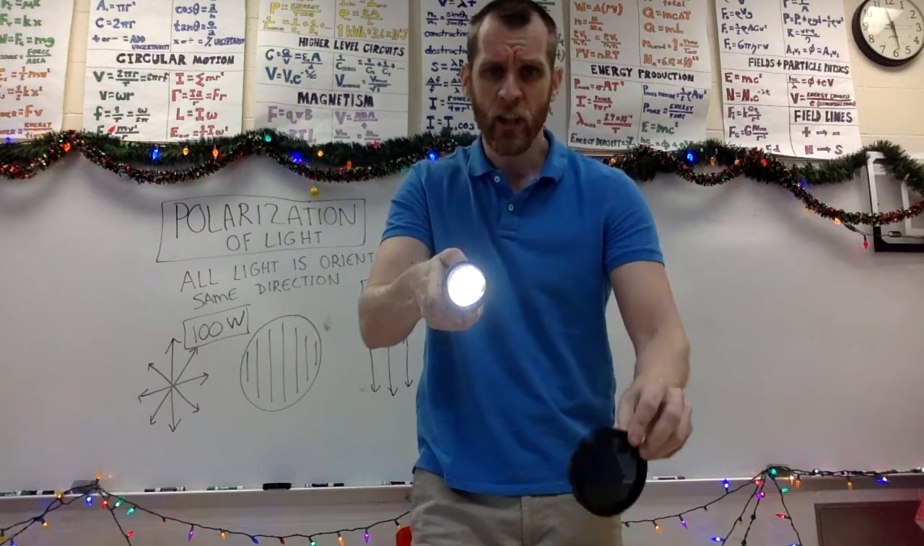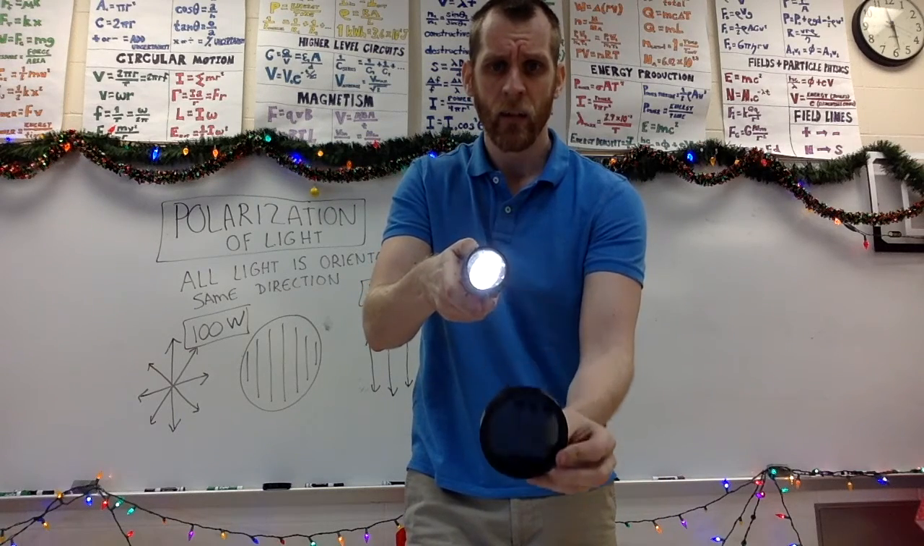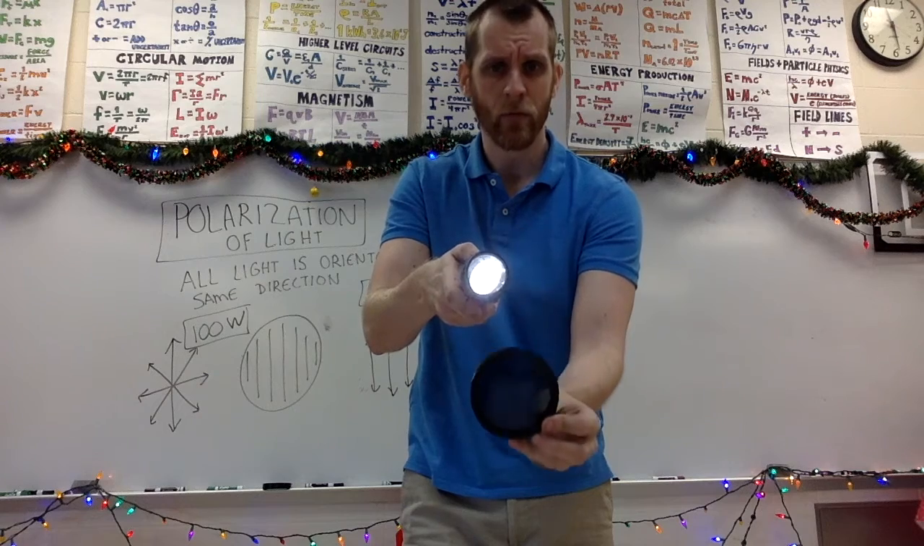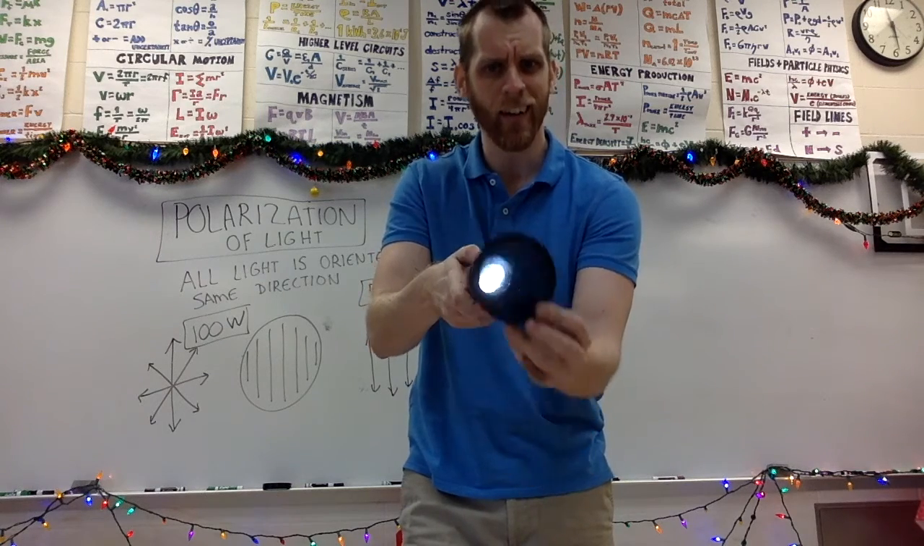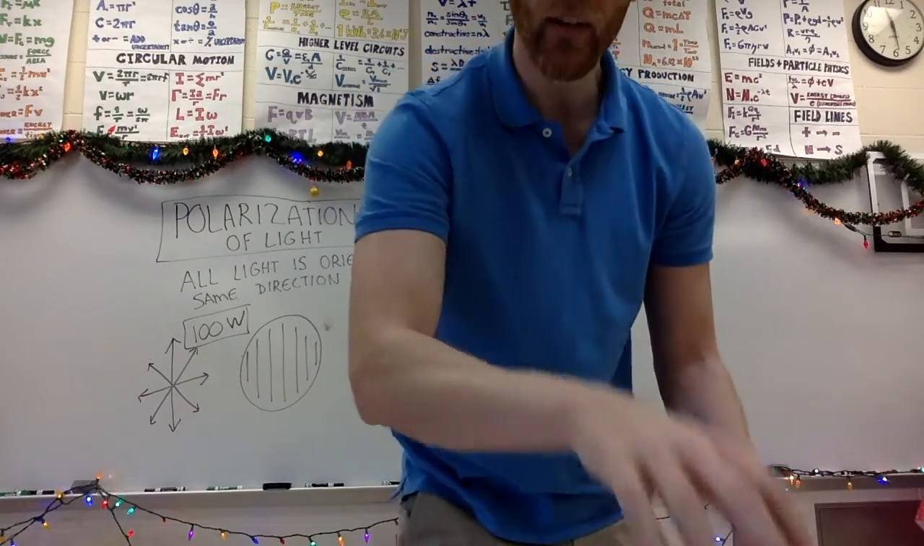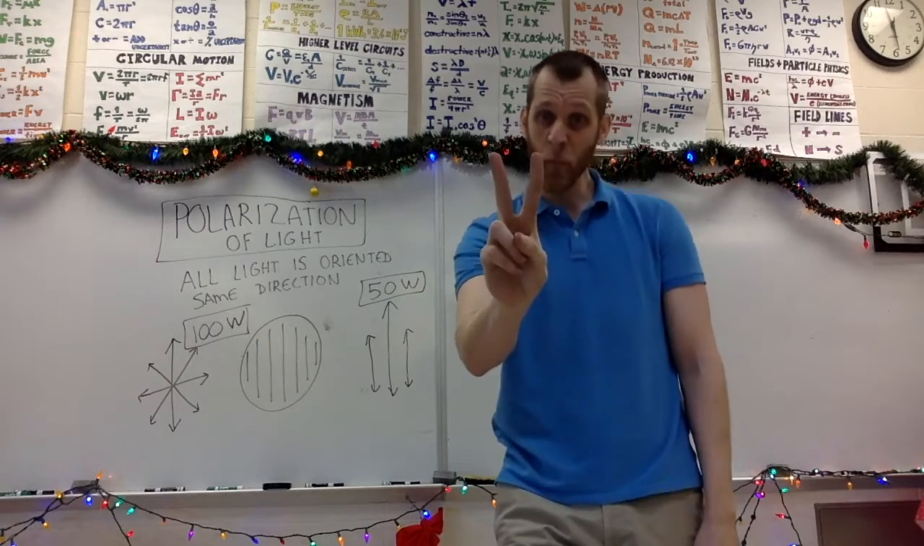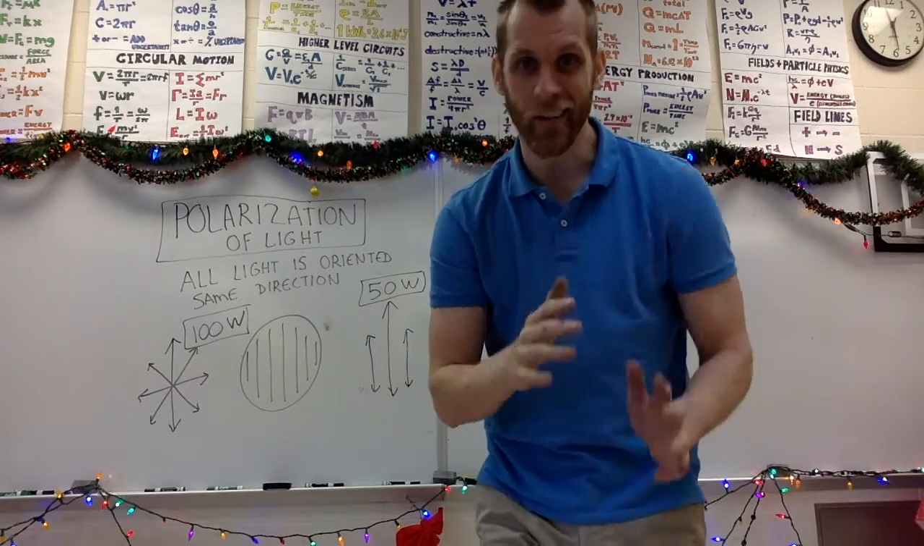Boom, there's a flashlight. I'm going to put a polarizer in front of it. And indeed, we do notice it gets dimmer. Ooh, all right, it gets dimmer by about half. It's not fully dim, but it does dim down quite a bit. Now, what happens if we put a second polarizer after it?